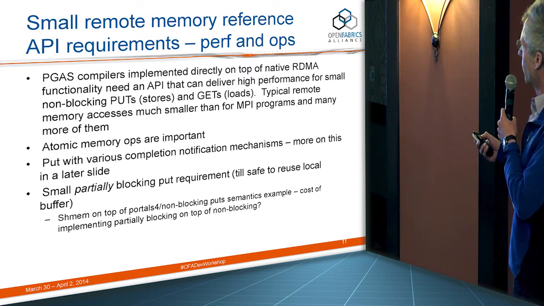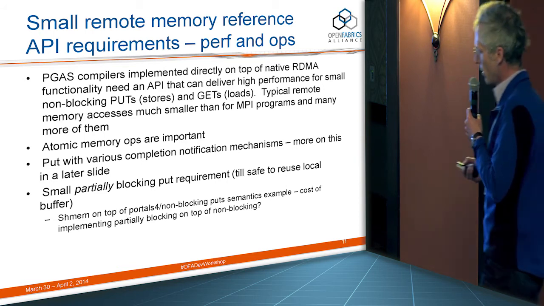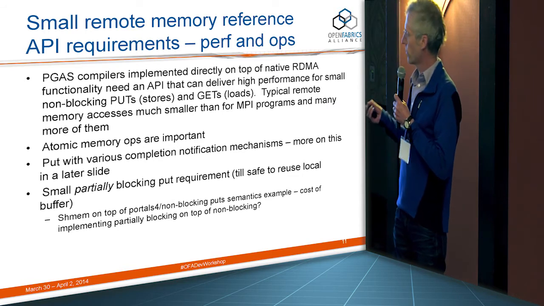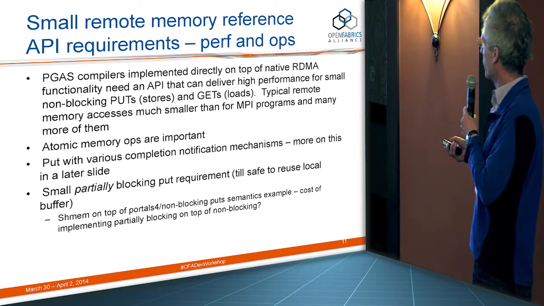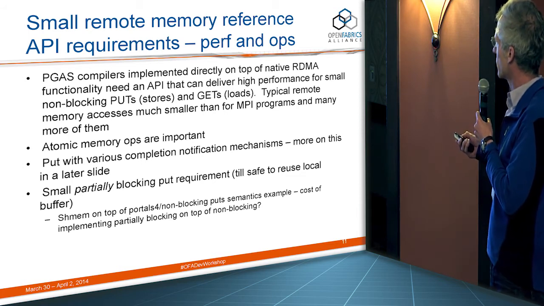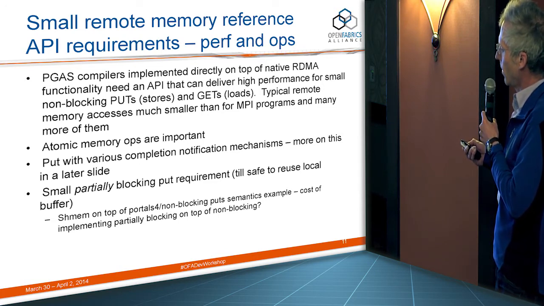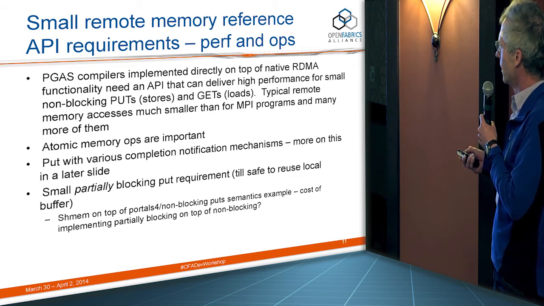Okay, small memory reference API requirements. Compared to MPI, particularly if your compiler sits on top of RDMA puts and get primitives, it's really important. They tend to generate lots of small references, many more than an MPI program. So you want, if possible, to have an API which can handle these kind of references very efficiently.